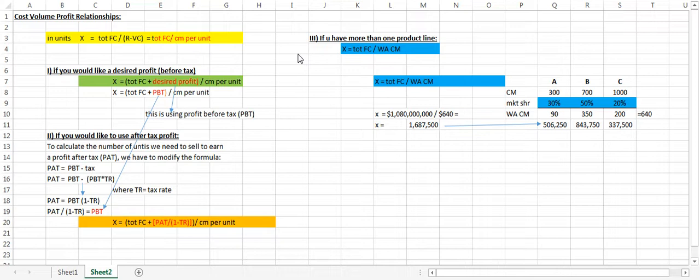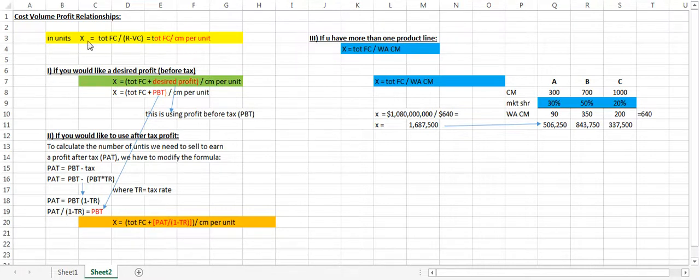In this video I'm going to demonstrate three possible variations of the generic break-even function. One of the things that we can do is calculate a desired profit, not just the break-even point. Another thing that could be done is to calculate desired profit but on an after-tax basis. And a third possibility is to calculate break-even point whenever you are in a scenario where there's multiple products.